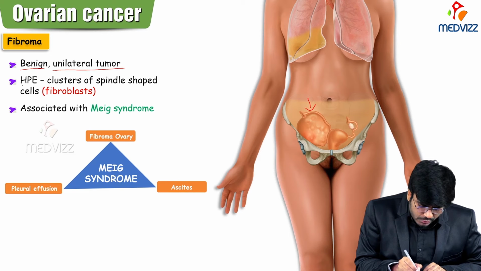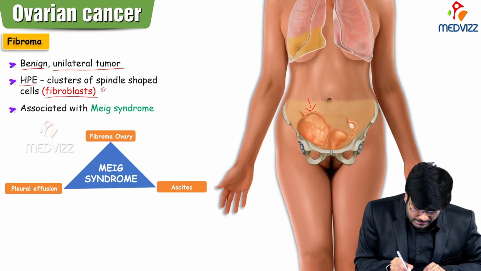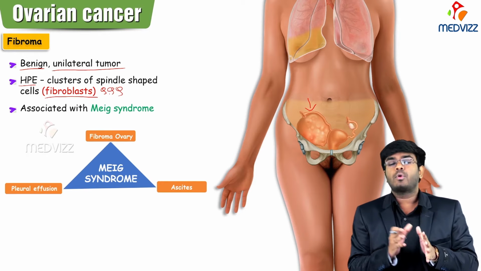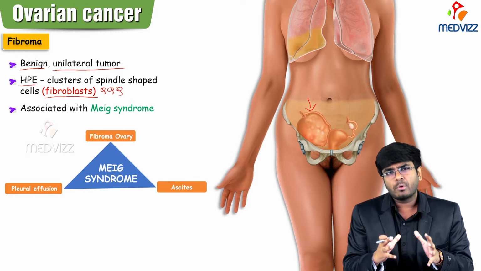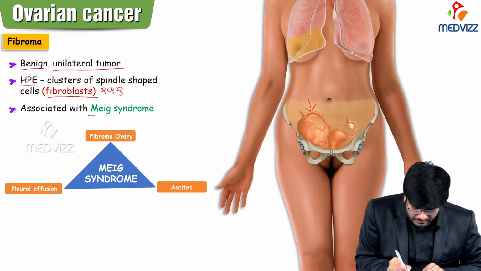Now on histopathology, you can see fibroblasts. Okay, so fibroma, fibroblast. There is so much fibroblast which can be seen in this tumor. Okay, so well and good. Now it is associated with Meigs syndrome. What do I mean by that?